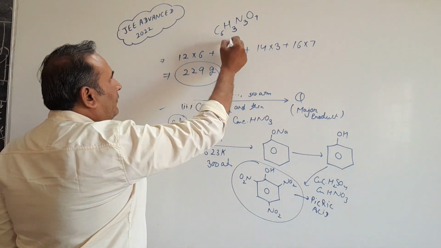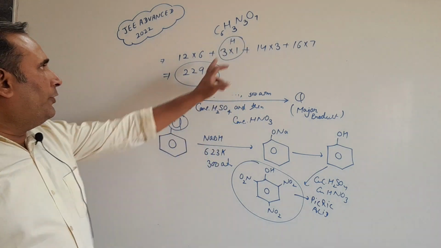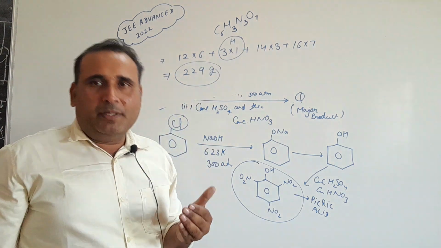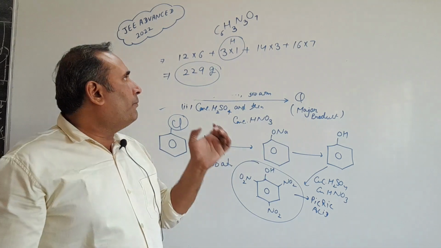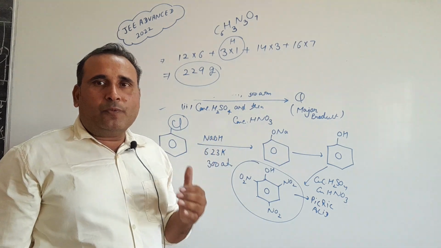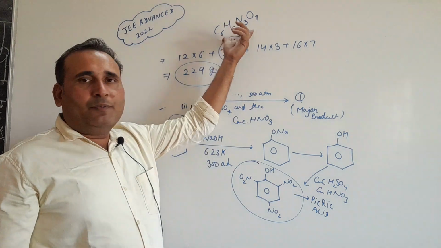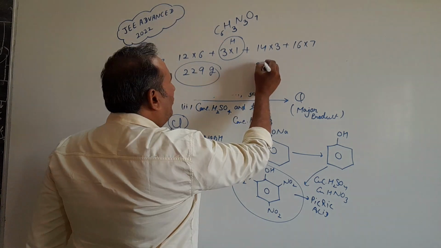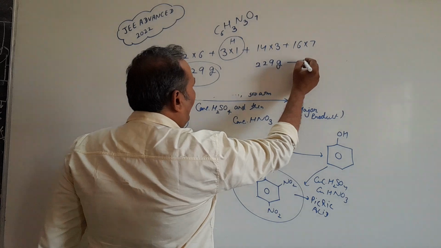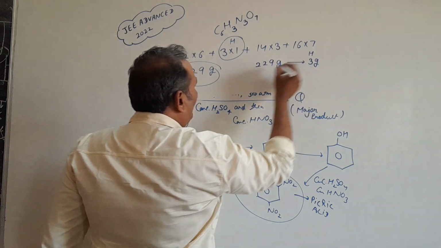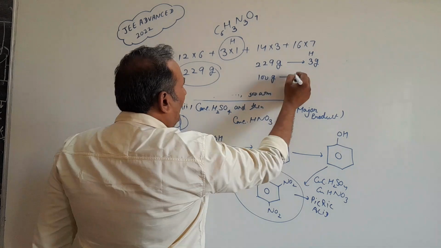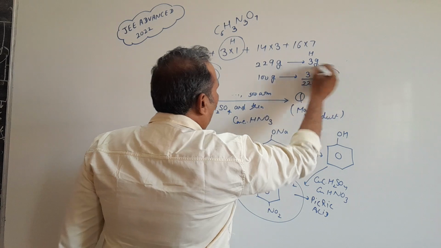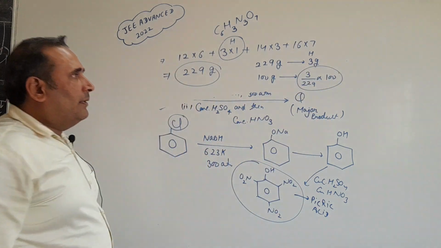We know the weight of hydrogen in this compound is 3 into 1, that is 3 gram. So 3 gram hydrogen is present in 229 gram. We have to find out the percentage, that's why we have to find out how much hydrogen is present in 100 gram of this compound. So it's very simple. If in 229 gram compound there is 3 gram hydrogen, then in 100 gram compound, hydrogen will be 3 divided by 229 into 100.